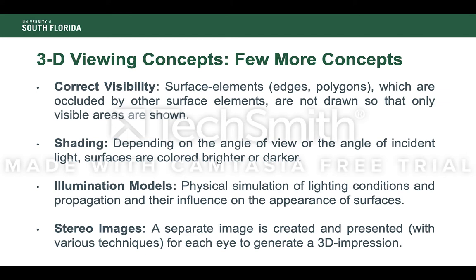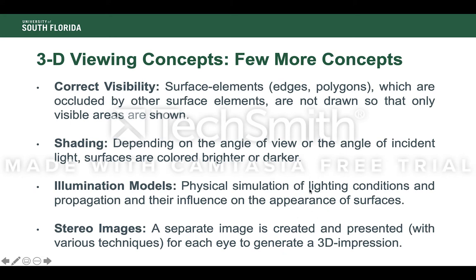Let's see a few more general concepts in 3D viewing. The first one is correct visibility. The surface elements which are occluded by other surface elements are not drawn, so that only visible areas are shown. You show the things that are visible and you don't show the things which are obstructed. Only the visible areas of them are shown.